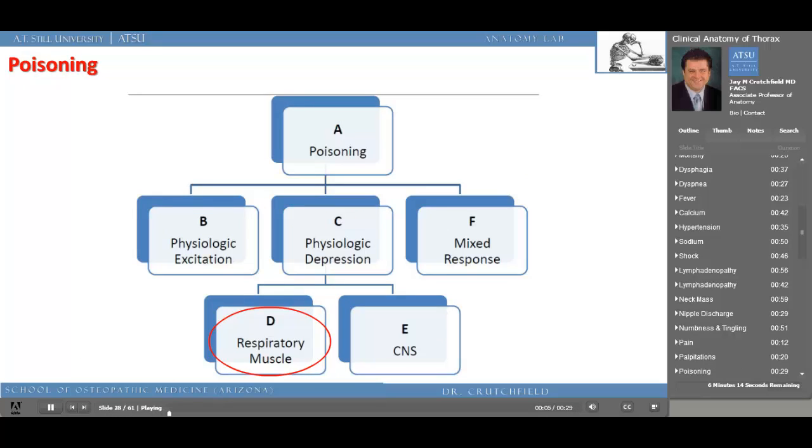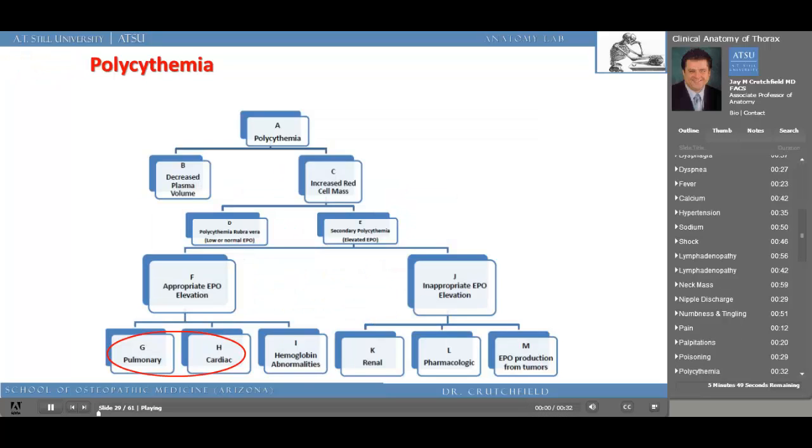We see, if we look at nodes G and H, that the pulmonary and cardiac systems can contribute to the development of polycythemia, which is an artificially elevated hematocrit, which means simply you have too many red blood cells, which can cause hyperviscosity and lead to strokes and embolism. Perhaps the patient even suffers from severe pulmonary disease resulting in hypoxemia. The body, in an attempt to increase oxygen delivery, makes more red blood cells, leading to polycythemia.